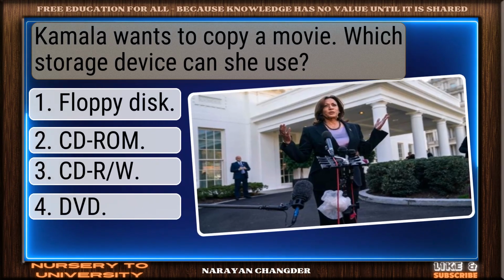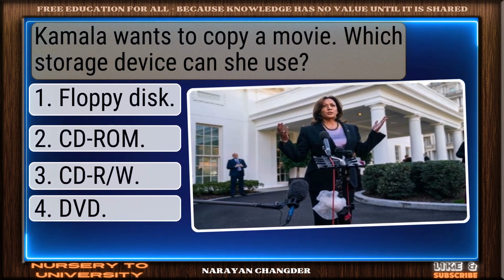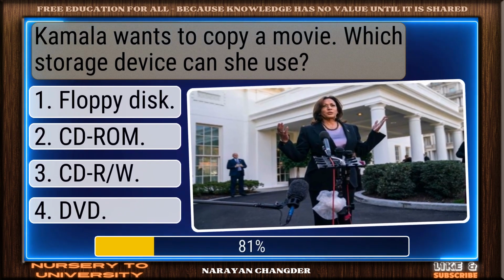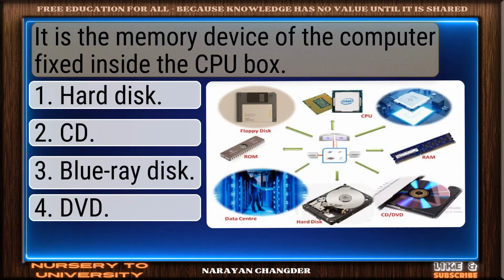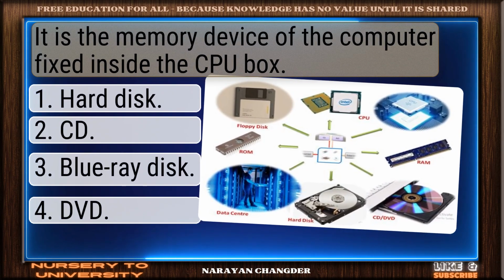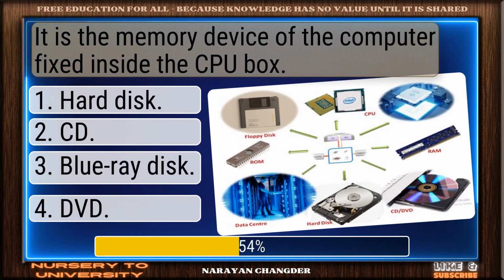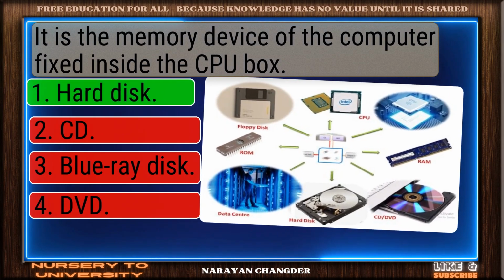Kamala wants to copy a movie. Which storage device can she use? Right choice. DVD is the best answer. It is the memory device of the computer fixed inside the CPU box. Smart move. Hard disk is an accurate answer.